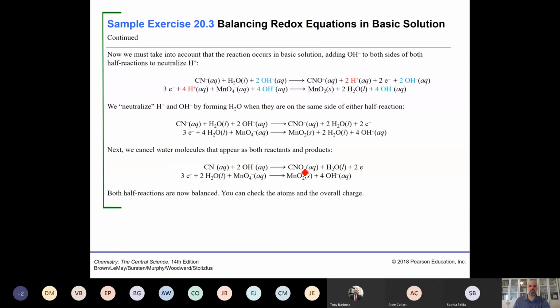Now, the next step is where you need to add an extra step. So now we need to neutralize the acid that's in solution, right? So we have these 2 protons here. We need to add 2 hydroxide molecules to both sides of the equation. You can see it's added to both sides. Because remember, think of an arrow as just an equal sign. So what you do to one side, you have to do to the other side. So you add hydroxide to both sides. Then you do the same thing for the second equation. You have 4 protons, you add 4 hydroxides to both sides.